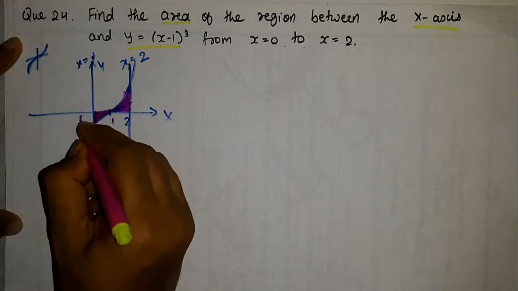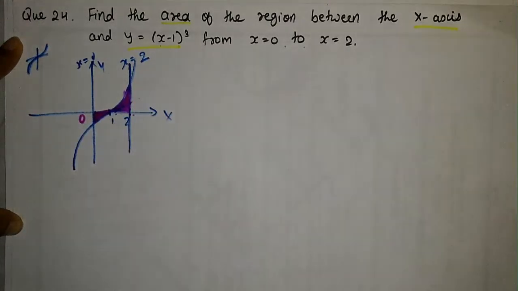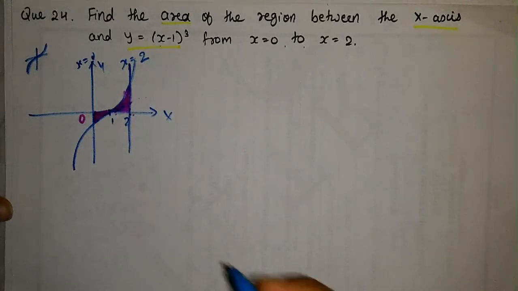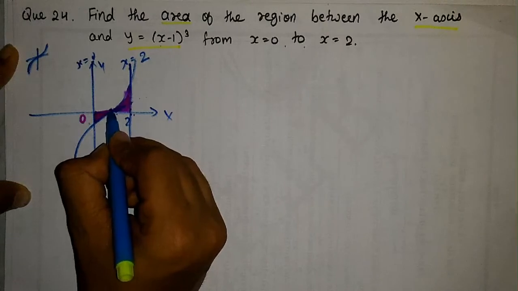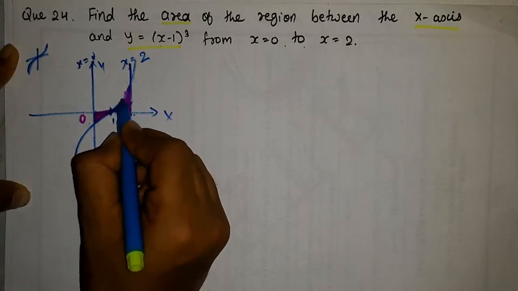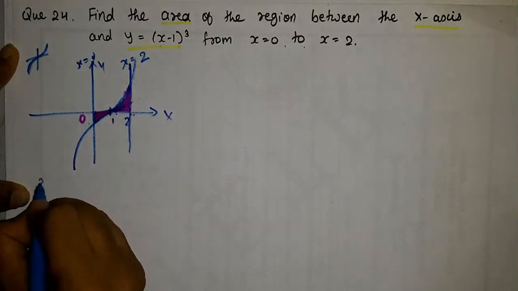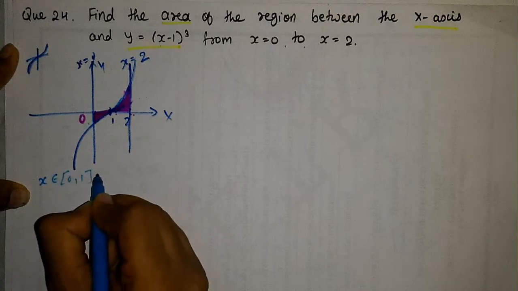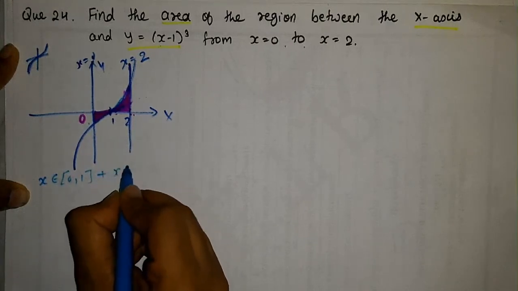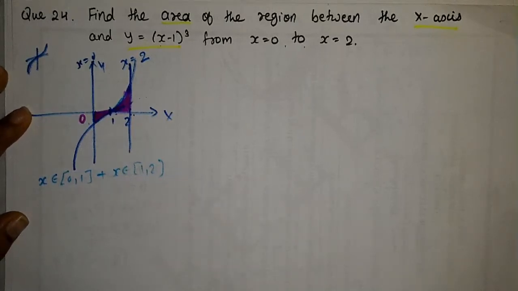We already know the intersecting point. In this curve we have to divide the area into two parts, because the curve changes when it intersects at x is equal to 1. So let's divide into two parts. First it will be from x is equal to 0 to 1, we will find that, and then we will add x from 1 to 2. This way we will find the area.